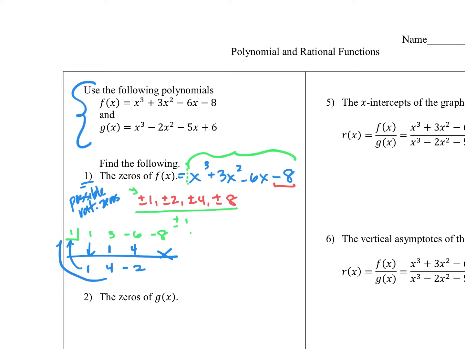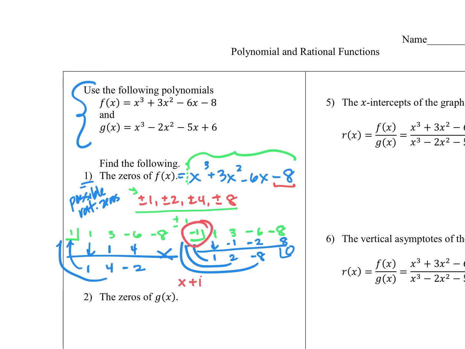How about negative 1? Let's go the negative route instead. 1, 3, negative 6, negative 8. I always like starting with the low numbers and hope I get lucky. So we bring down the 1, multiply, that's negative 1, 2, multiply, that's negative 2. Ooh, this is going to work. We get negative 8, then we multiply, that gets 8, so we have 0. With regards to factoring, I know that if negative 1 is a zero, which we just showed, then x plus 1 is a factor. And the polynomial left over is x squared plus 2x minus 8.